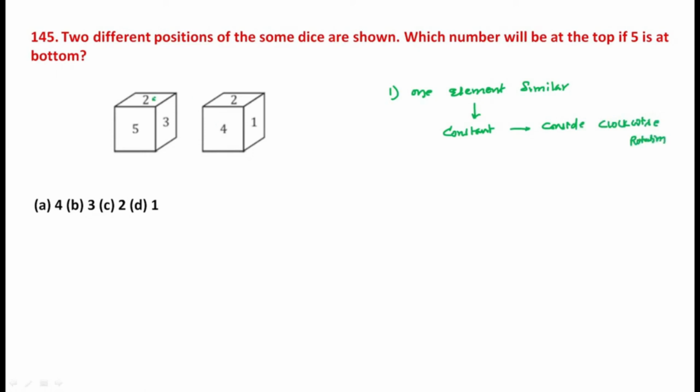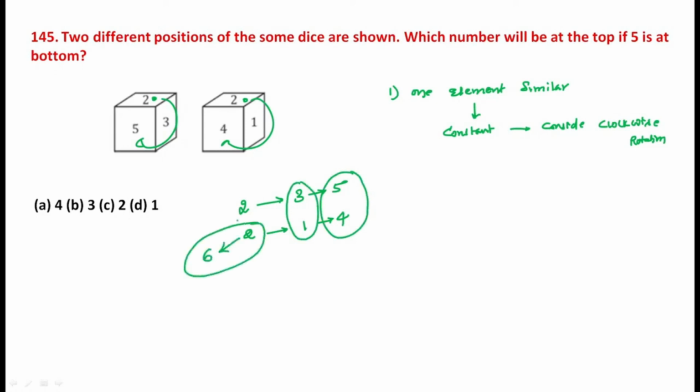Now there is a common 2 here. So consider the clockwise rotation for both the diagrams. Here 2, 3, 5. In the same way, here 2, here 1, here 4. So we can get the opposite pairs directly. 5, 4 is a perfect opposite pair. 3, 1 is a perfect opposite pair. And the remaining number 6 is opposite to the other. So what is the top number of 5? Means what is the opposite number for 5? The opposite number for 5 is 4, guys.